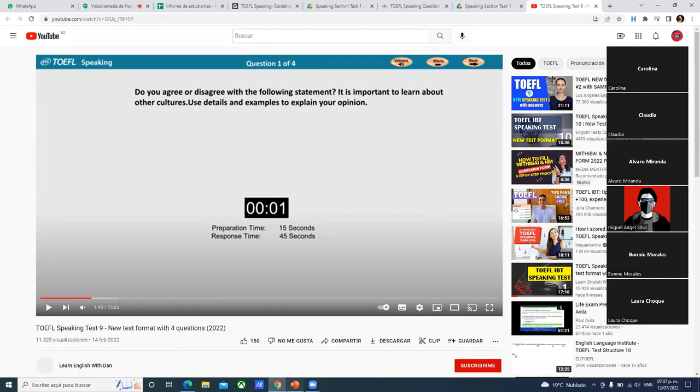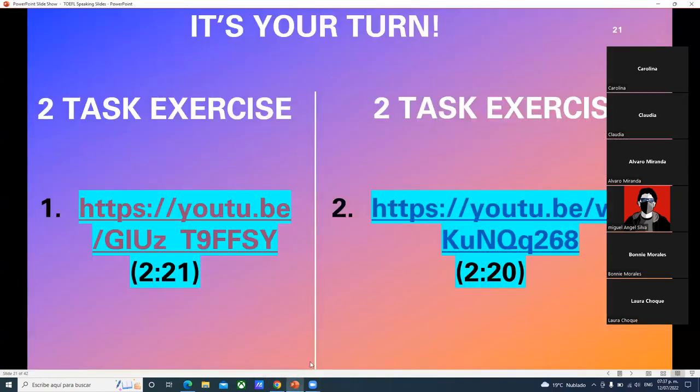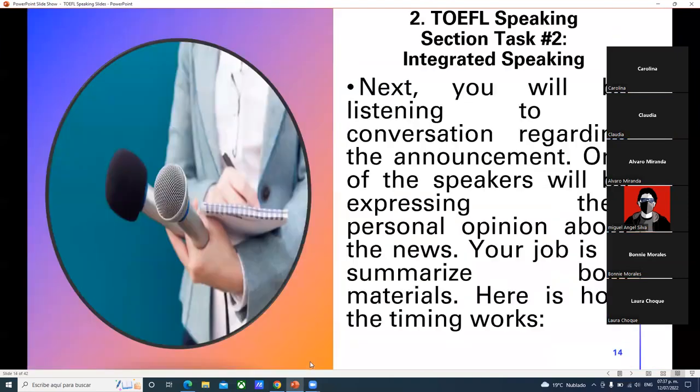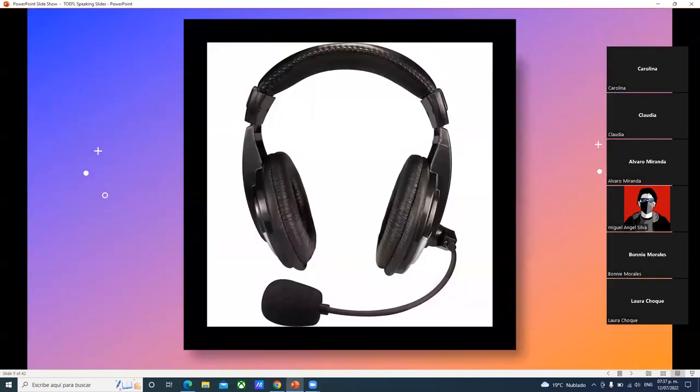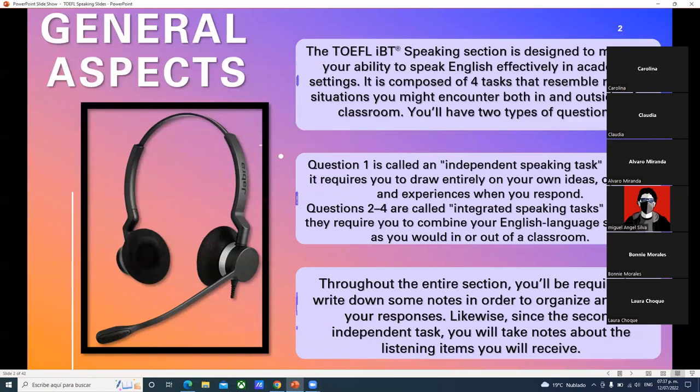The only thing I want you to know, super general, before I get into this example, is general information about this section. It's very important for you to know that the first task you're going to receive is an independent task. In what sense? That this task is simply going to be a statement that is going to ask you to agree, disagree, or to take a position with regard to the topic presented there.